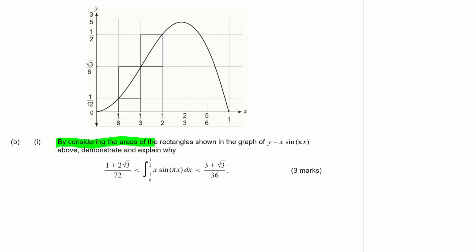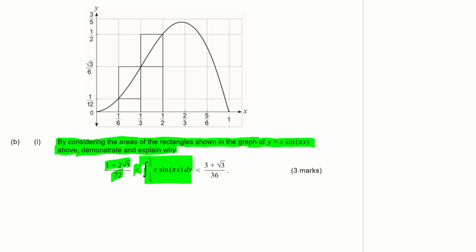By considering the areas of rectangles shown in the graph of y equals x sine pi x above, demonstrate and explain why the value of the area that we shaded in part A is more than 1 plus 2 root 3 over 72 and less than 3 plus root 3 over 36. And this has got to be to do with adding the areas of rectangles that are under, so these ones, and the rectangles that are over, which we'll come back and look at shortly.